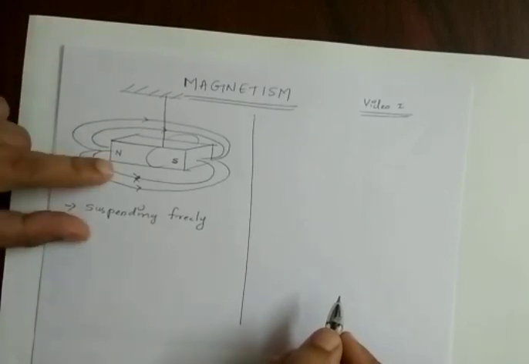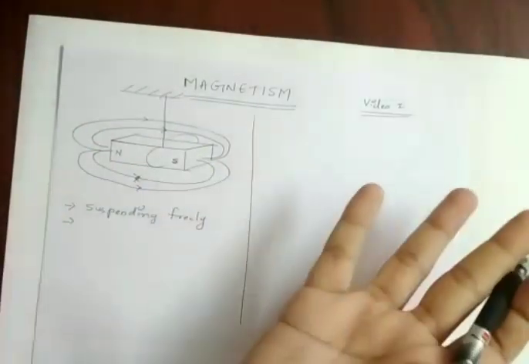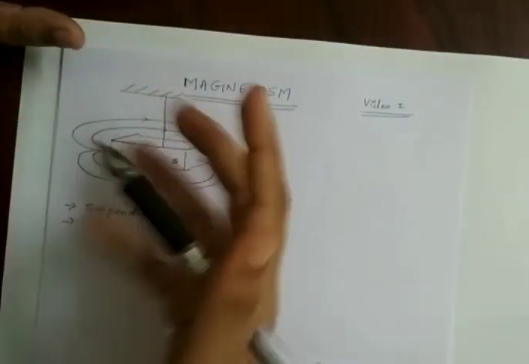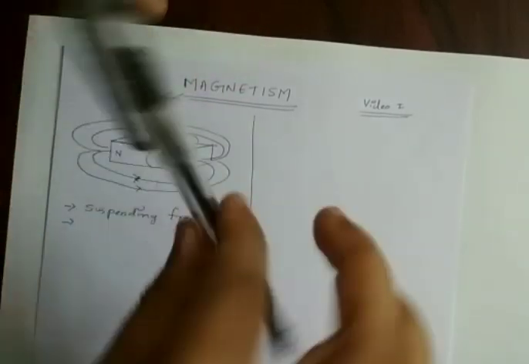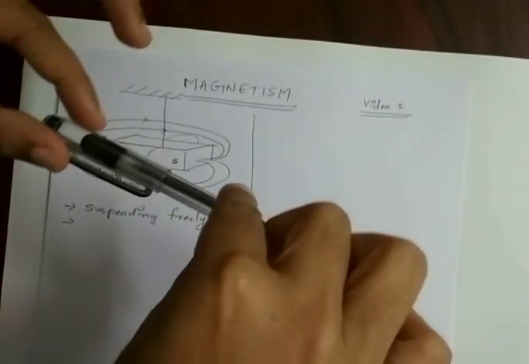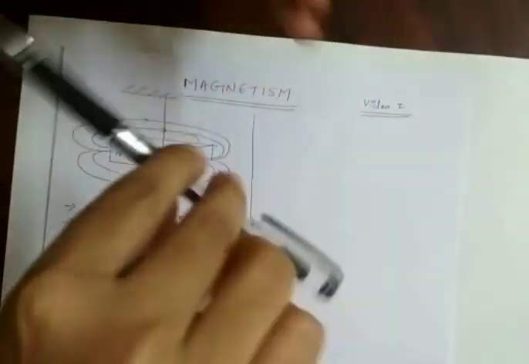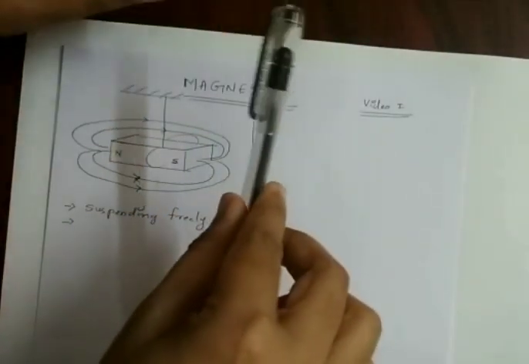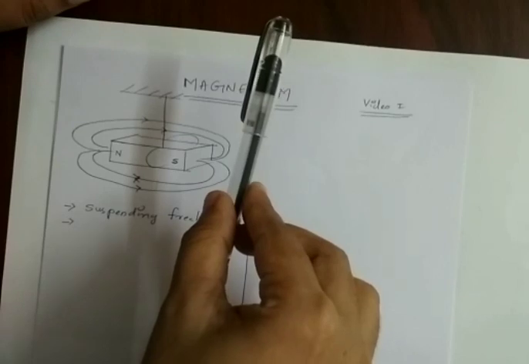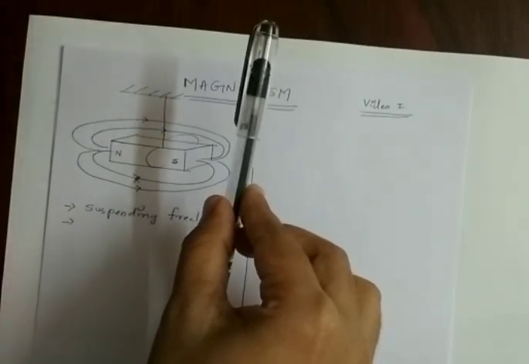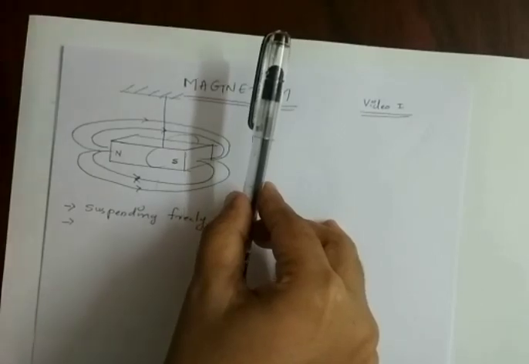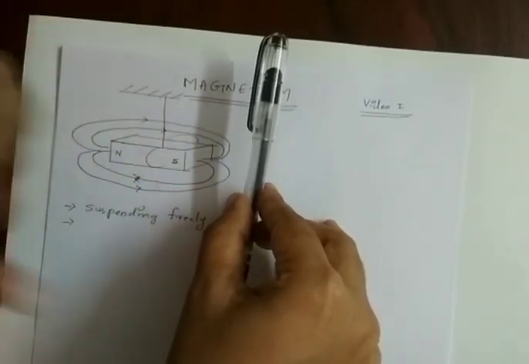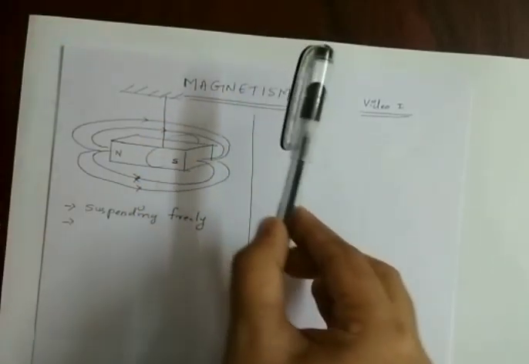You suspend a bar magnet with the help of a rope, freely, without any external force except gravity acting on it. So what happens? When you suspend a bar magnet like this, it will start rotating, and finally it will come to rest in a particular direction. Always a bar magnet will come to rest in a direction such that one end will face the geometrical south pole and the other end will face the geometrical north pole of our earth.